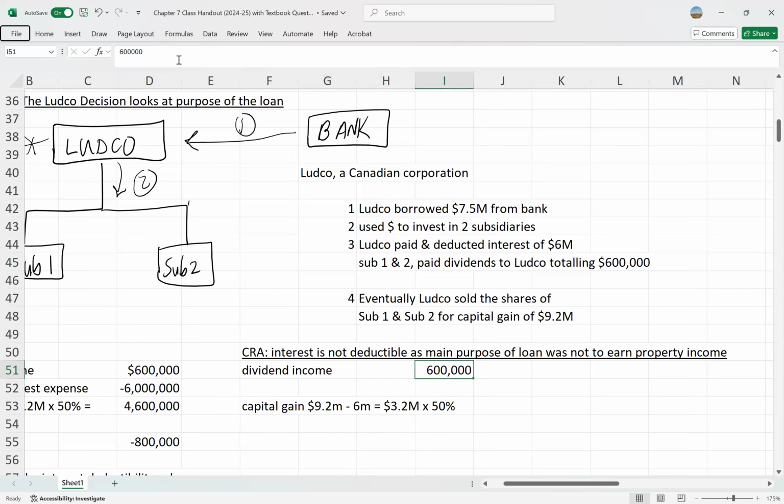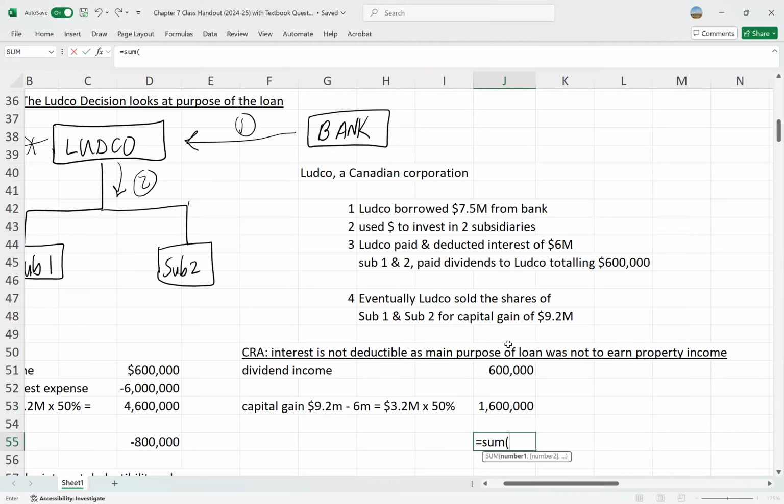So let me just move this over here. And so your capital gain will go from 9.2 to 3.2 million. 50% of that's taxable, which is 1.6 million taxable capital gain. And if we look at the impact of what CRA said, we're going to get an overall increase of 2.2 million.